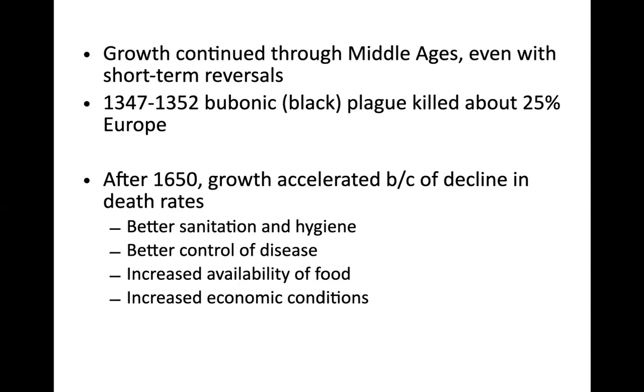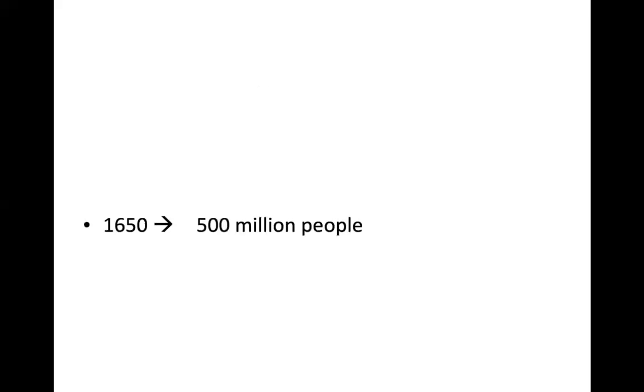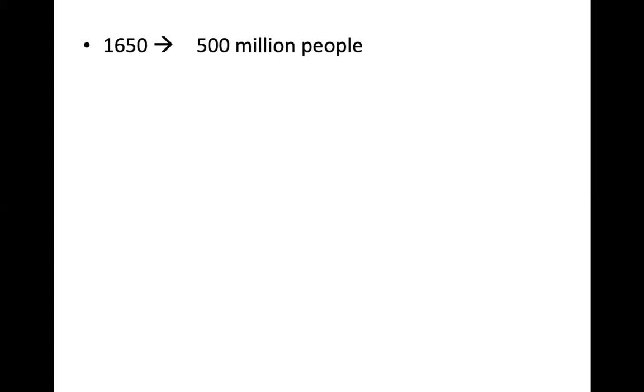We had better control of disease because we have some medicines at that point. We have an increased availability of food, so people are not getting sick and dying from famine or starvation. And we have increased economic conditions. So in the year 1650, there were 500 million people.